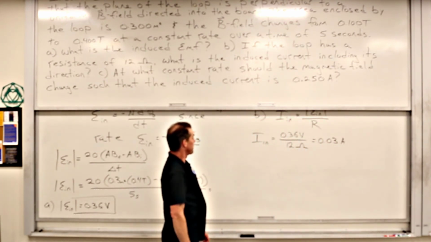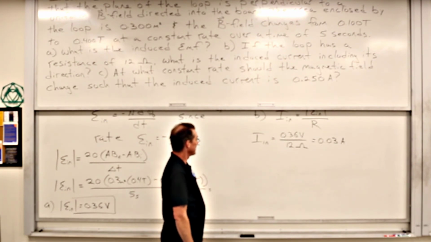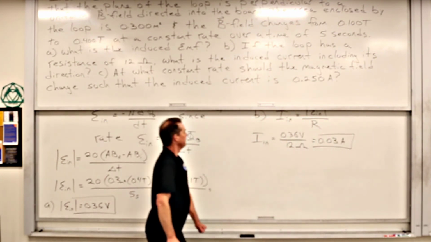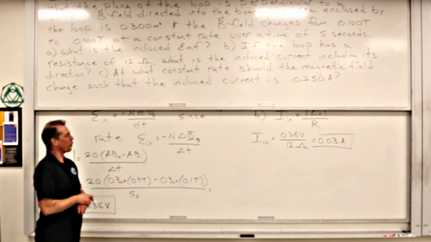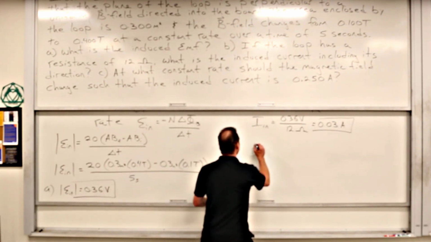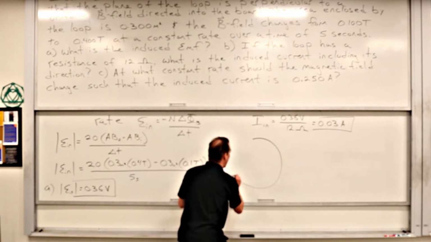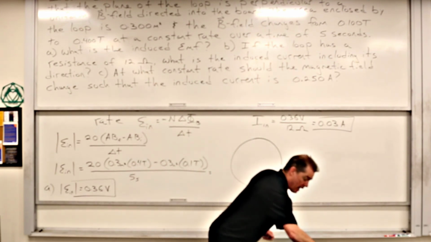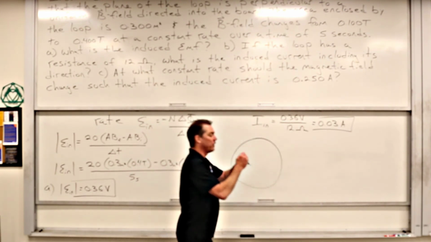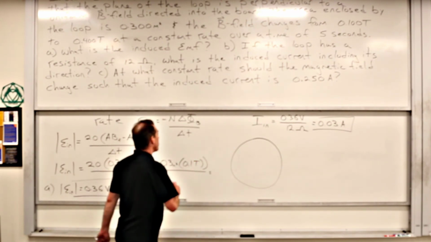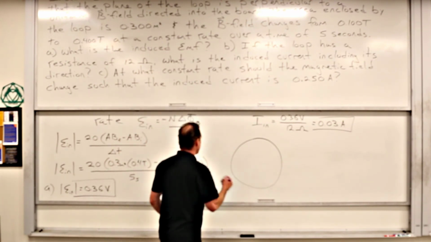So we get ourselves 0.03 amps. It's not that much, 30 milliamps. Great. We also want to know what is the direction associated with this induced current. So for the direction, let's utilize Lenz's law, which ultimately is a statement about the magnetic field flux and an induced field that produces an opposition to that change in flux.